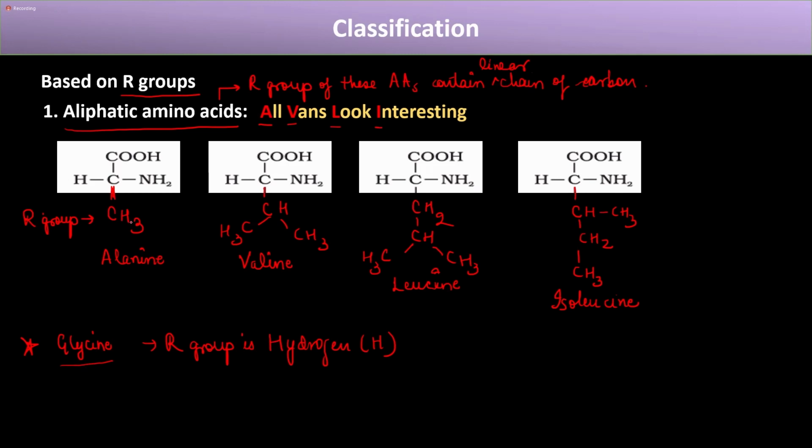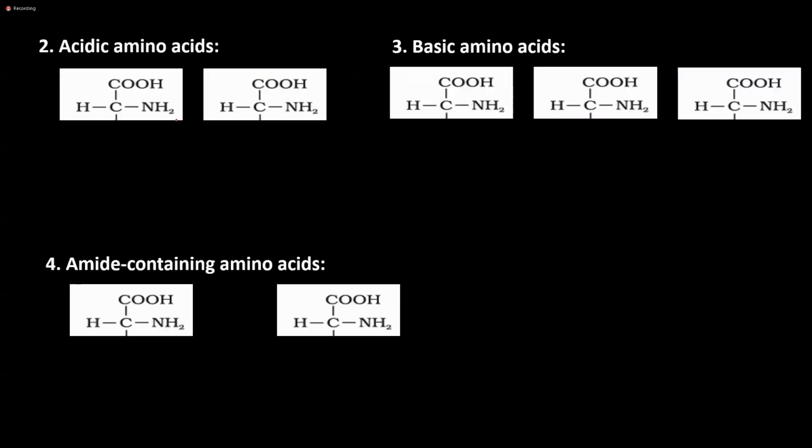Now, this is the first type of amino acid category based on the R group. Now the second type is acidic amino acids. It means that they have an acidic group, or you can say a carboxylic group, right? So they have a carboxylic group.